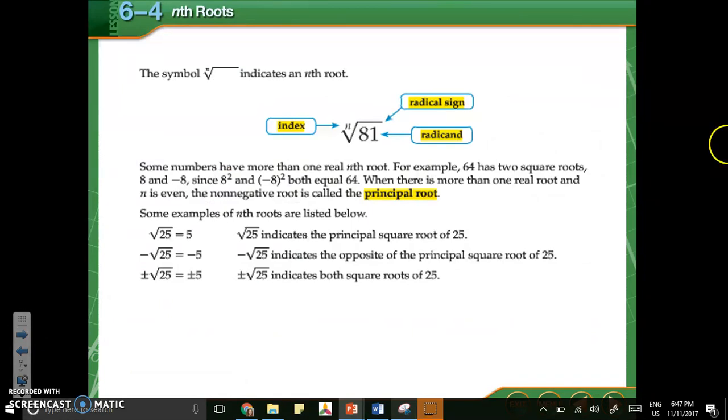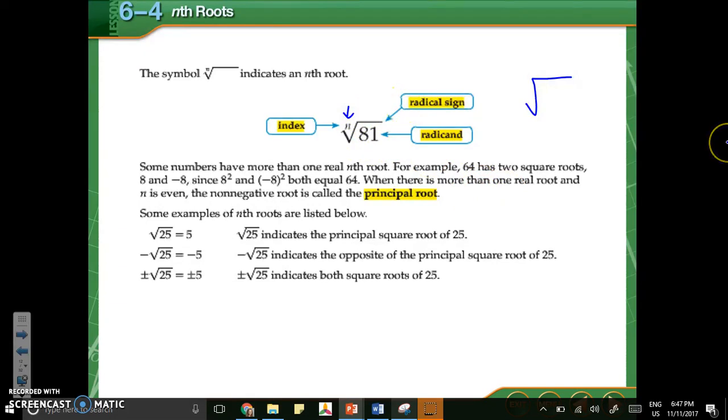So remember what our vocabulary is for these things. The symbol is called a radical sign. Looks like the square root, but we can change the index, right? So when it's just written like this, there's actually an index of 2. When it's a square root, we just don't write the index of 2 because that's the most common kind of root. So if I have an index written there, it tells me what kind of root I'm looking for: cube root, fourth root, fifth root, and what's under the radical sign is called the radicand.